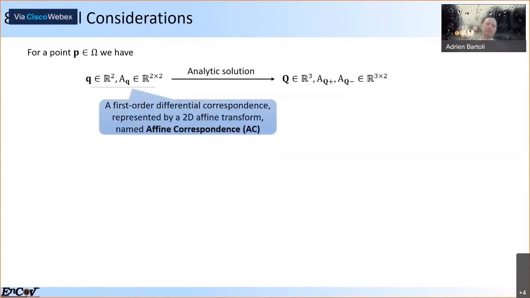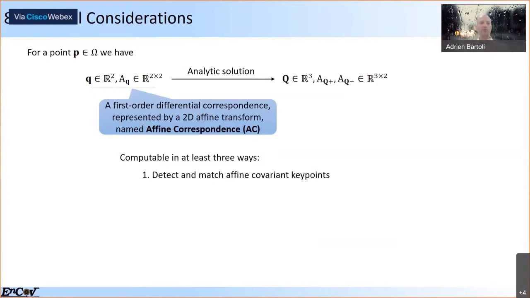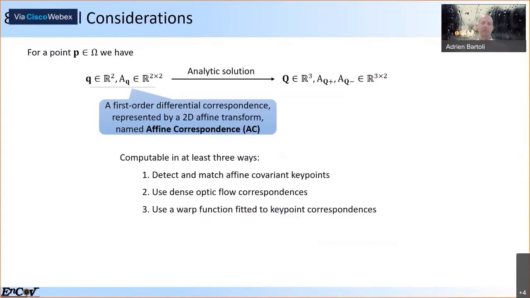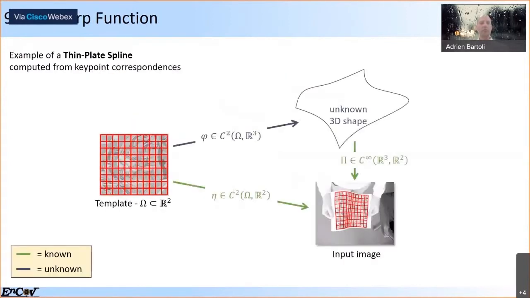So this correspondence is a first order differential correspondence. It's an affine correspondence, and we can compute it very simply in at least three different ways. One is to detect and match affine covariant key points. The other possibility is to compute optic flow and just keep the optic flow around this correspondence. And the third possibility is to use an image warp function that we fit to key point correspondences.